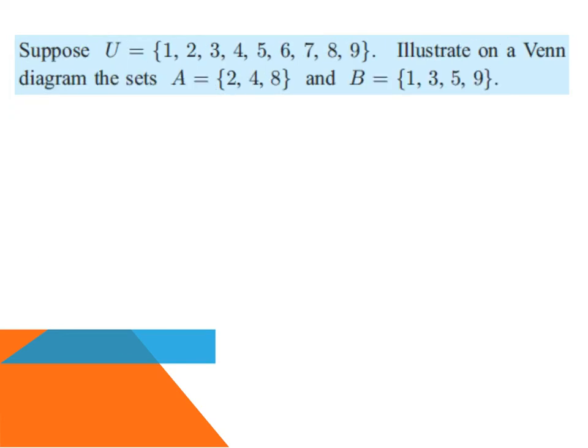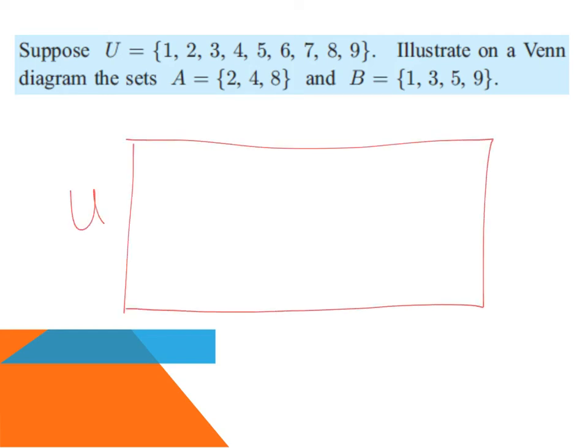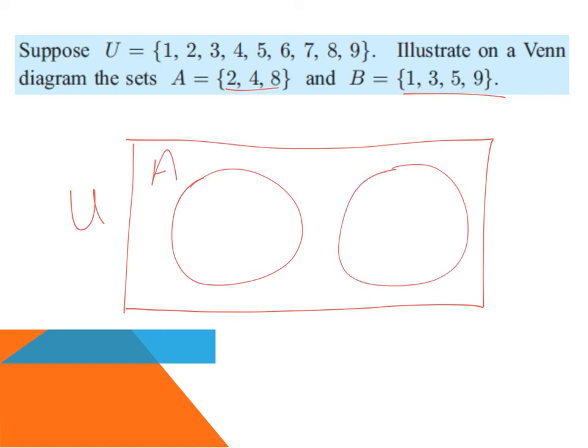All right, next example. We have the universal set, 1, 2, 3, 4, 5, 6, 7, 8, 9. And we want to illustrate set A and B, where A is 2, 4, and 8, and B is 1, 3, 5, and 9. Notice they have nothing in common. So these are going to be disjoint sets. They're not going to overlap at all. We're going to put 2, 4, and 8 inside set A, 1, 3, 5, and 9 inside set B. And then we need to figure out what goes in the universal set. So we have our 1, 2, 3, 4, 5. We're missing 6 and 7. So we'll put 6 here and we'll put 7 here.